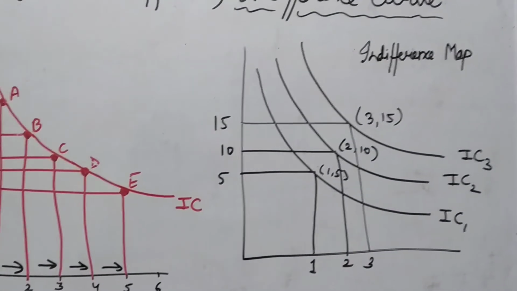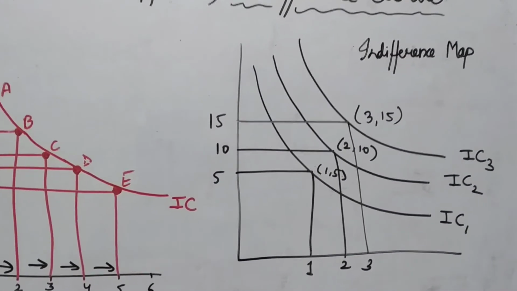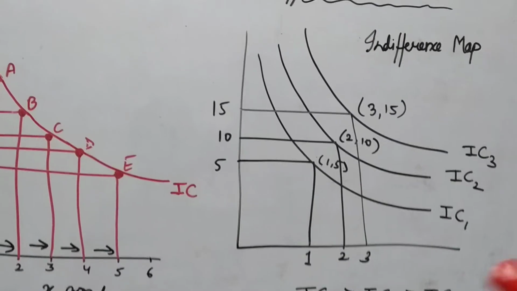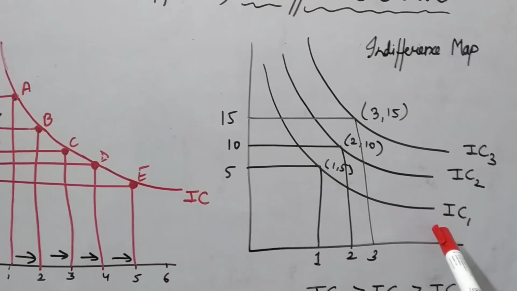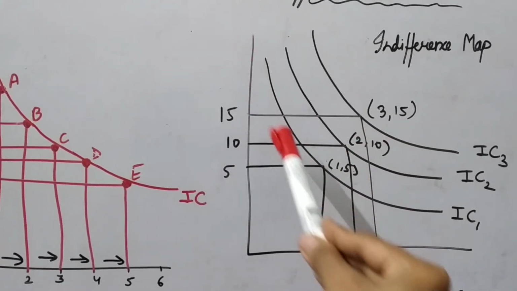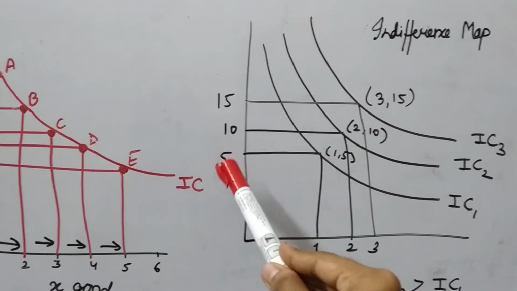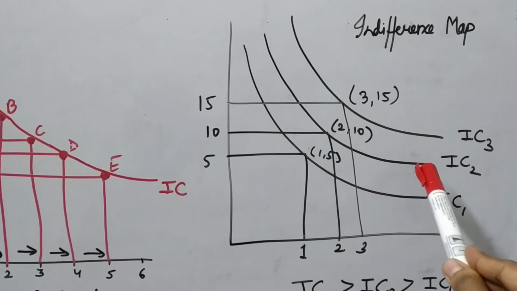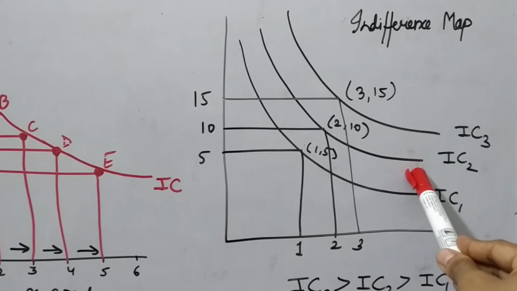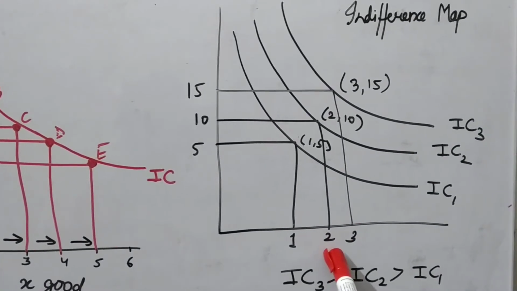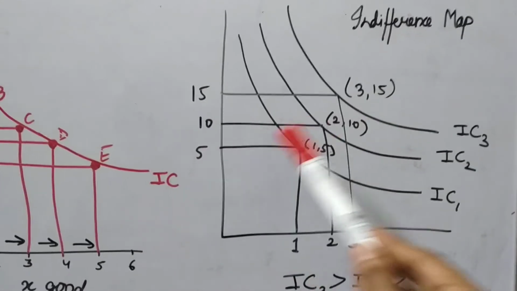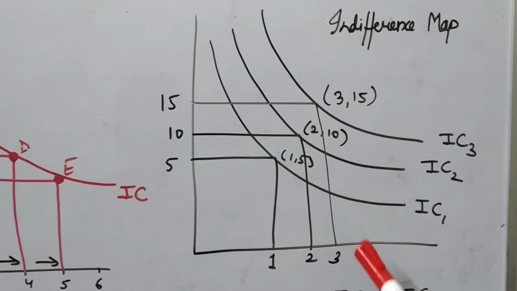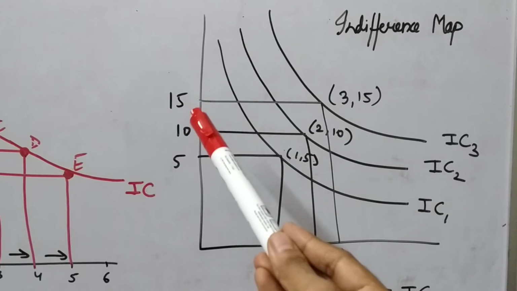Now the next topic is the indifference map. An indifference map is the combination, or the family, of all the indifference curves. If the consumer is at this income level, according to IC1, he is consuming 1 unit of X and 5 units of Y. If his income increases, his indifference curve goes upward, and with this new, higher income he will consume 2 units of X commodity and 5 units of Y commodity. Again, if his income increases, he will reach another indifference curve, so he will purchase 3 units of X commodity and 15 units of Y commodity.